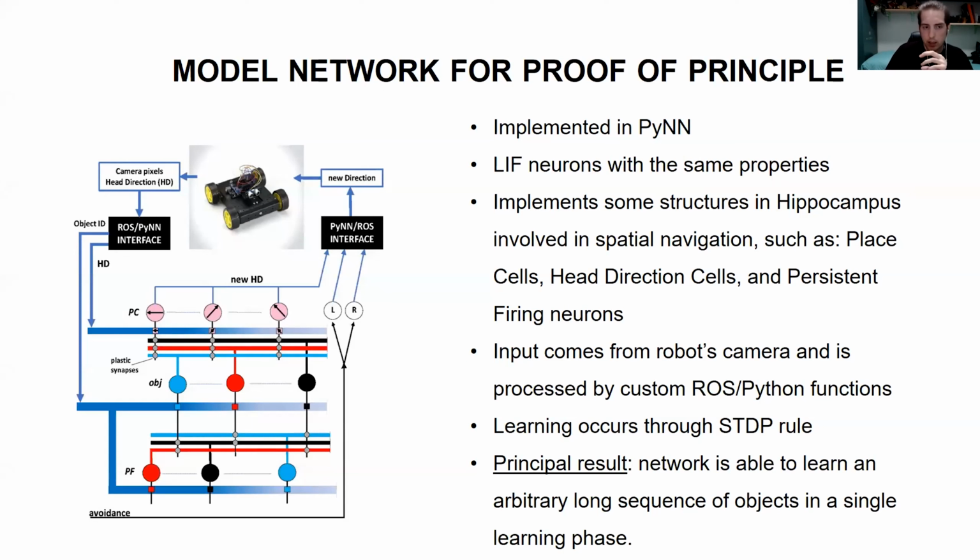In a more detailed way, this network is able to recognize 4 different colors: blue, red, green, and black. So input from the robot's camera is processed, or better, filtered to search for one of these 4 colors, and then this input is sent to the network to start the learning process. The learning process occurs through the STDP rule, or spike-timing-dependent plasticity rule.